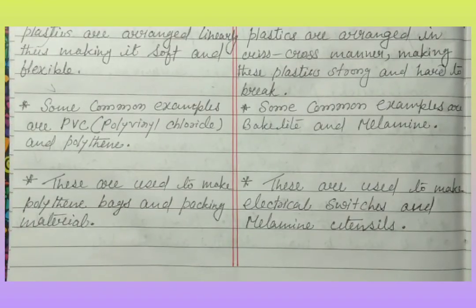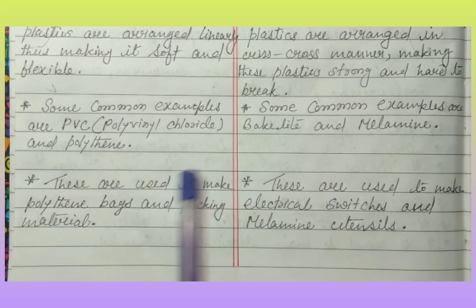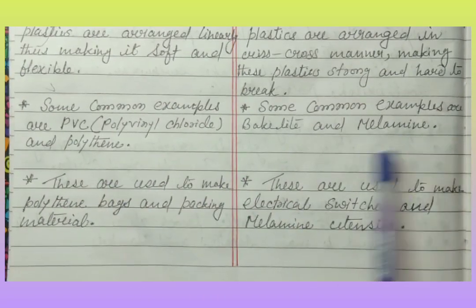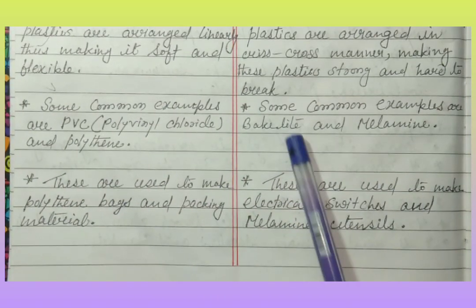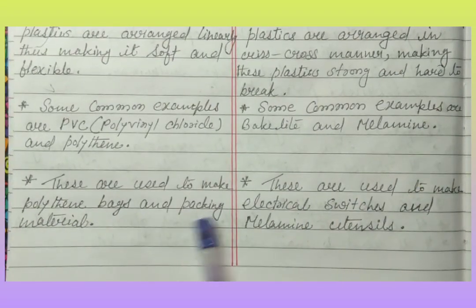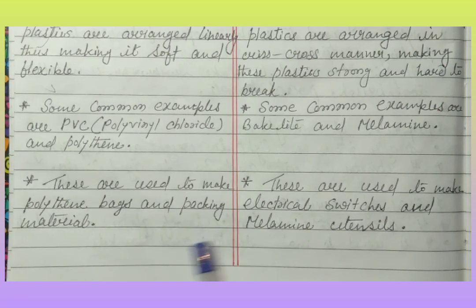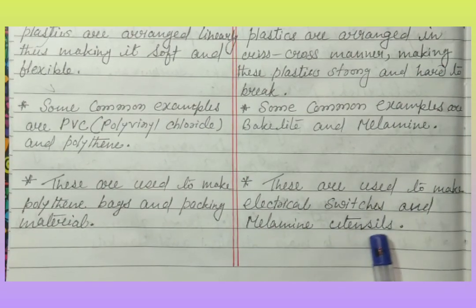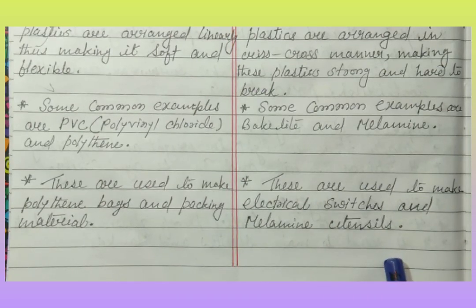Some common examples of thermoplastics are PVC, polyvinyl chloride, and polyethylene. These are used to make polythene bags and packing materials. Some common examples of thermosetting plastics are bakelite and melamine. These are used to make electrical switches and melamine utensils.